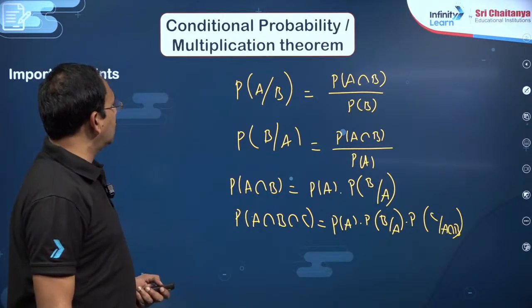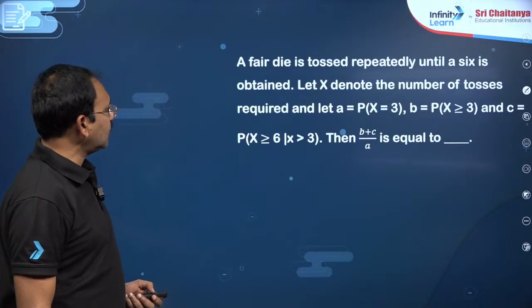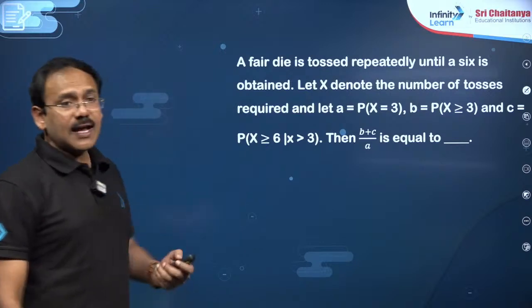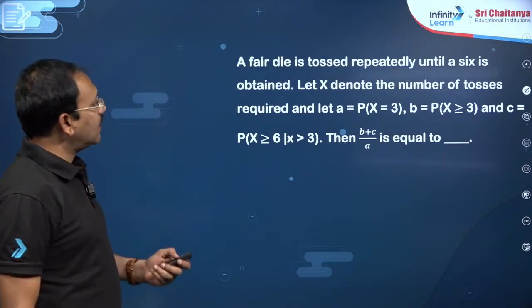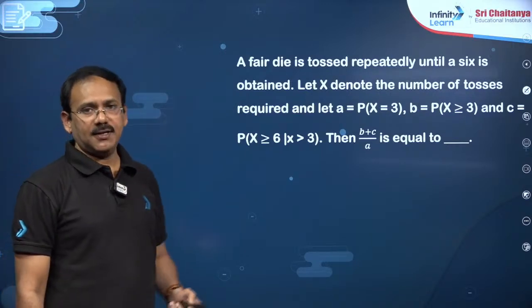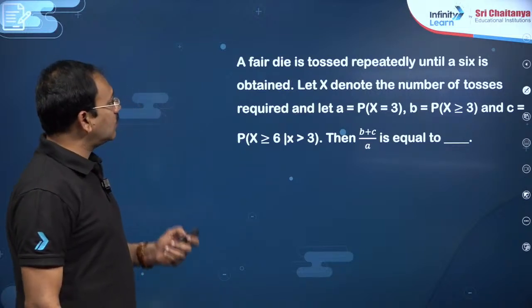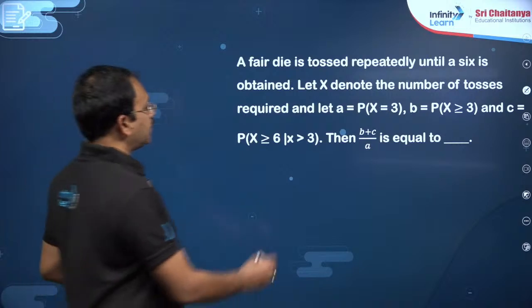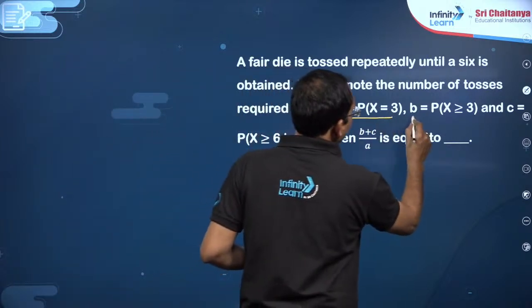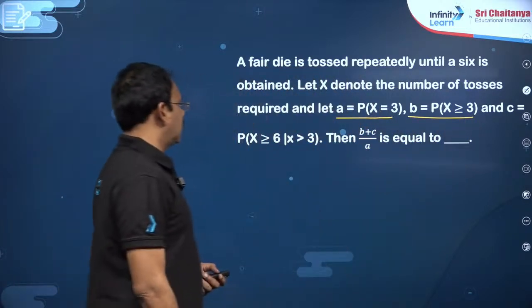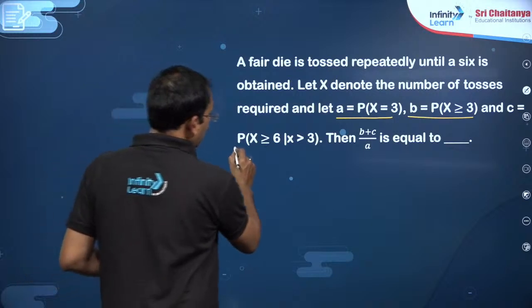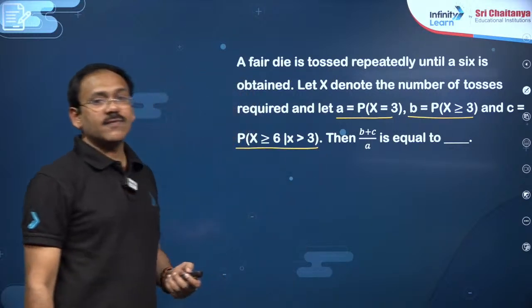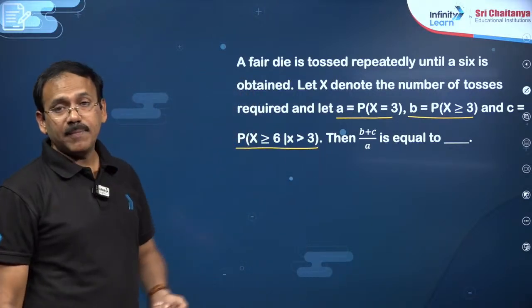With the help of this, you take up this question. A fair die is tossed repeatedly until a 6 is obtained. X denotes the number of tosses required, and A is probability of X equals 3, B is probability of X greater than or equal to 3, and C is probability of X greater than or equal to 6 given that X is greater than 3. Find B plus C by A.